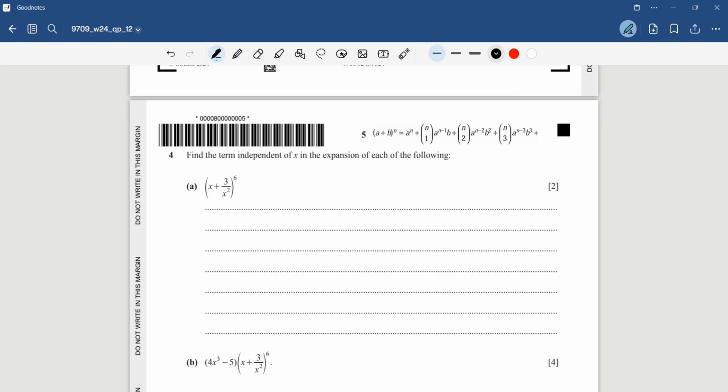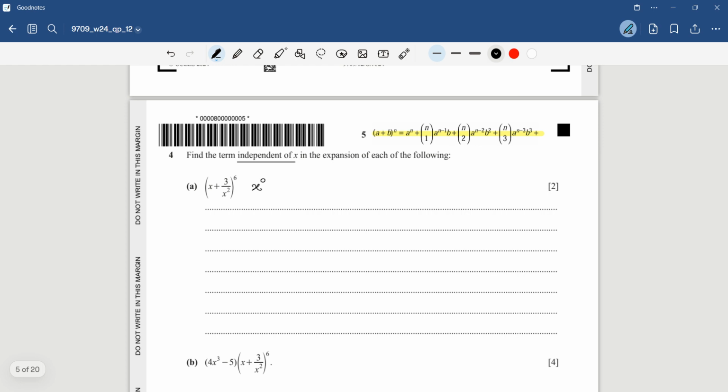Question number 4. Find the independent term of x in the expansion of the following: (x plus 3 over x squared) to the power of 6. So here I quote the formula from your formula booklet. So you can refer to that. This is the binomial expansion formula. So when they say the independent term of x, it denotes the coefficient of x to the power of 0.